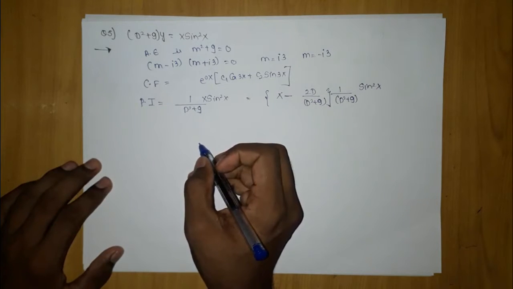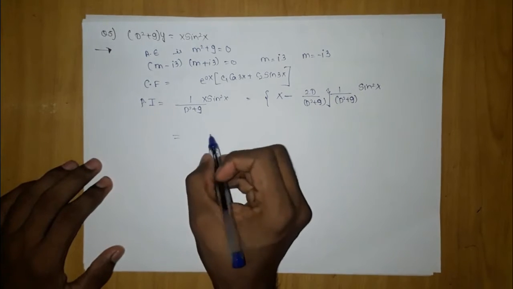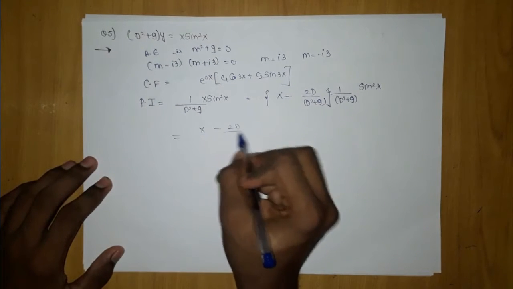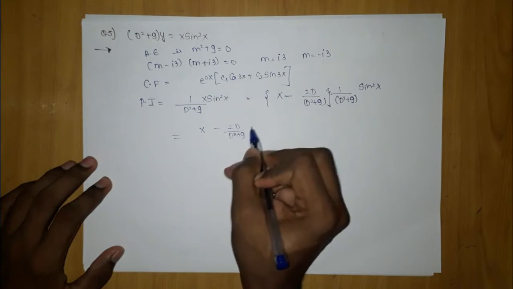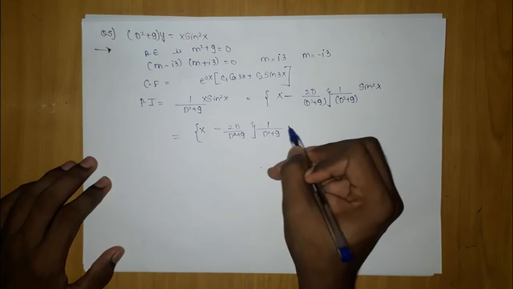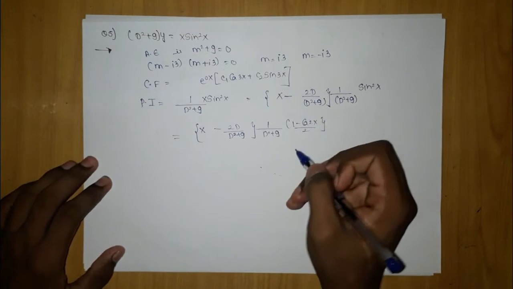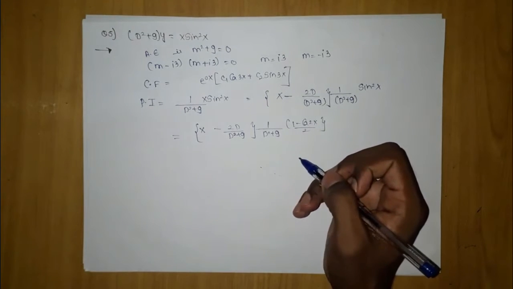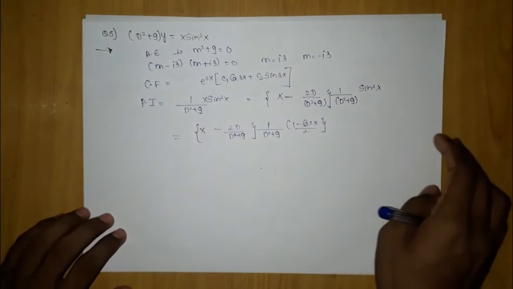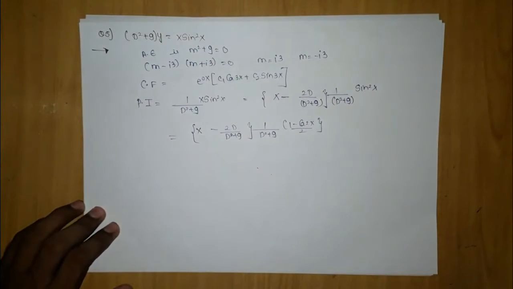Okay, so let's try to express it in that format. If we try to express it, what we are going to get is (x minus 2D)/(D square plus 9), (1/(D square plus 9)) into (1 minus cos 2x)/2. Right? So what we are having here is 1/2 cos 2x, which, if we simplify this, is nothing but x/2.